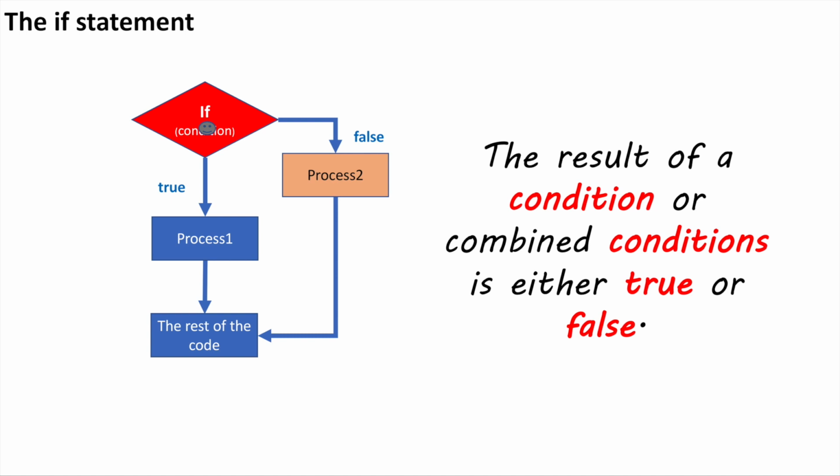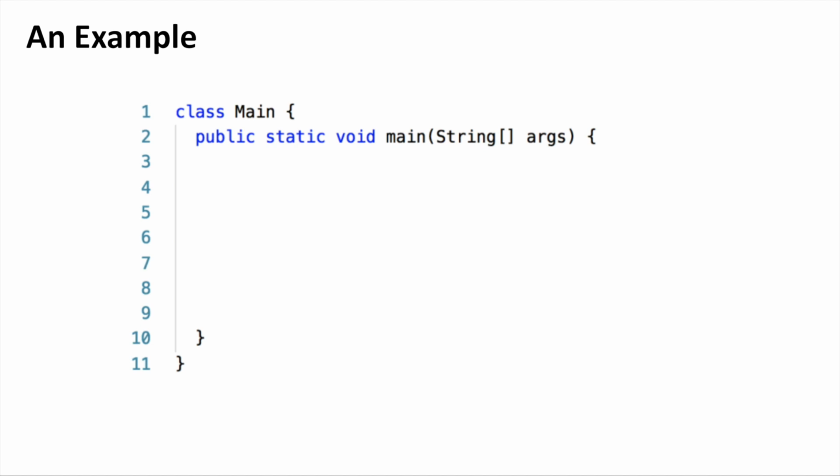In this example here, if the condition is true, we do process 1, and that's it. If it is false, we do the other process, which is process 2. So it's a selection between two options. Either you go in this direction or that direction, based on the result of the condition.